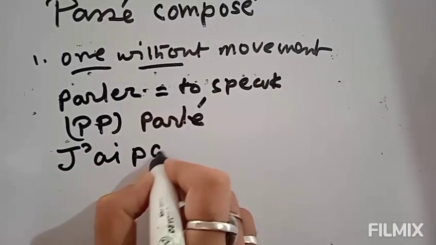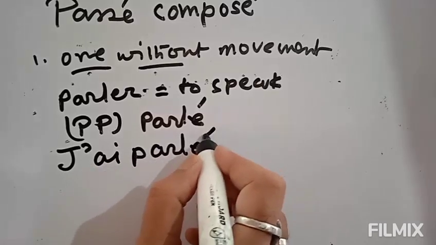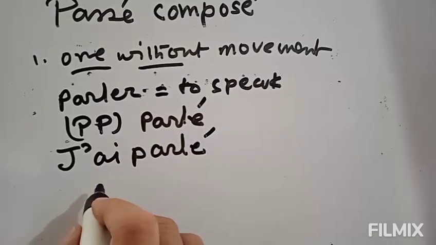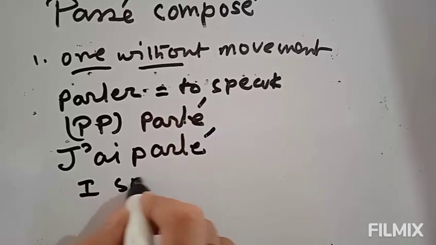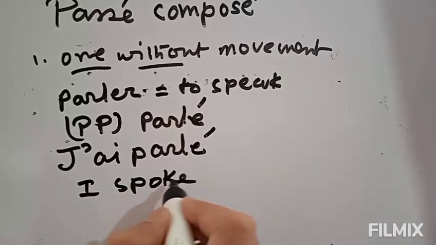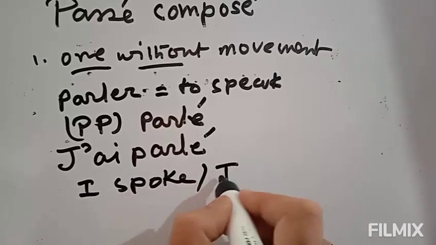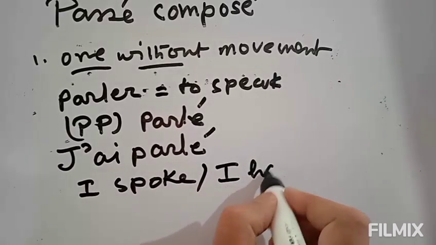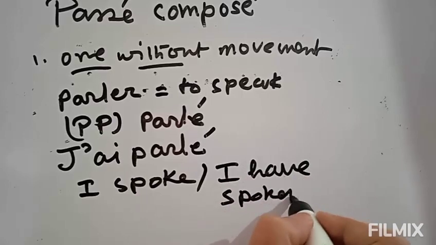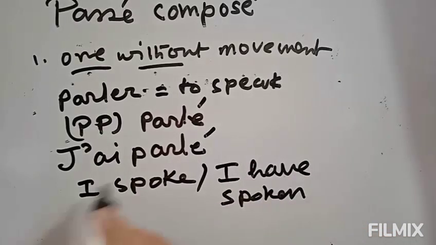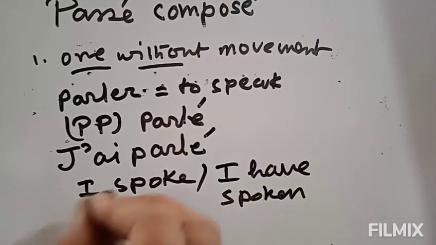Okay. So what will be the passé composé? J'ai parlé. This is the first form. So if I say j'ai parlé, the English meaning is I spoke. It may be simple past, I spoke. Or it may be I have spoken. In both cases, you can use passé composé. The same thing will be in French grammar. J'ai parlé, I spoke, or I have spoken.